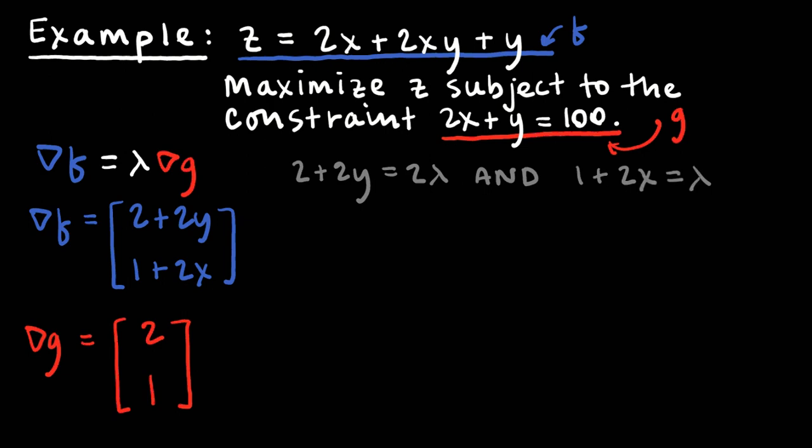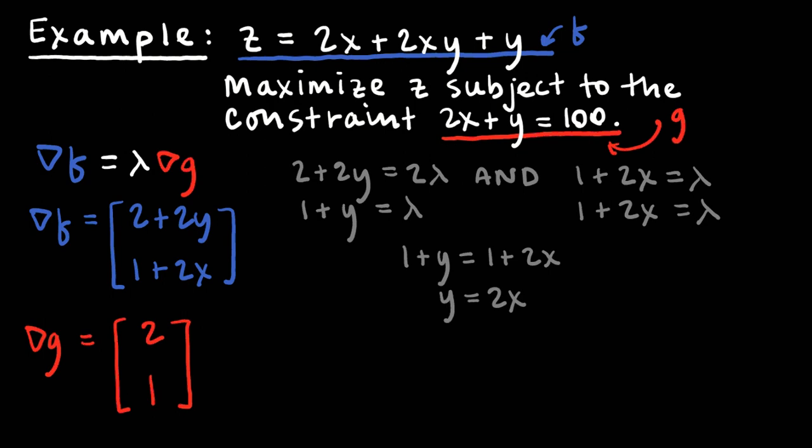Okay, so my first step, I'm going to divide the first equation by 2. So I'll have 1 plus y equals lambda, and I'll also have 1 plus 2x equals lambda. Okay, well, if I've got both of these things equal to lambda, I can set them equal to each other, and I can say now 1 plus y is equal to 1 plus 2x. I know how this example is supposed to go. Okay, so that means that y equals 2x.